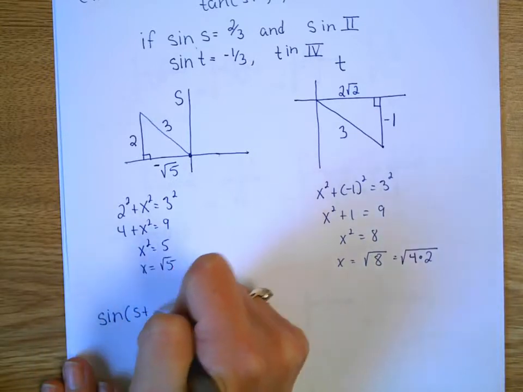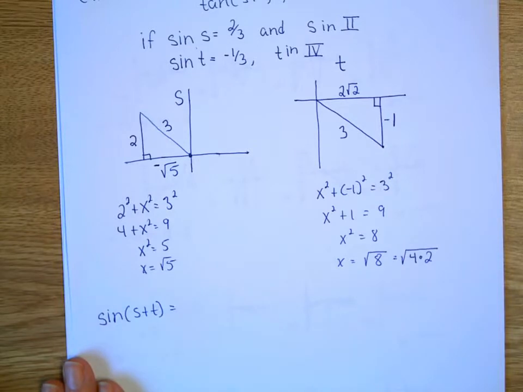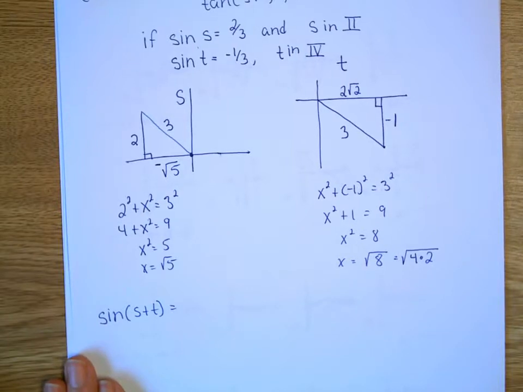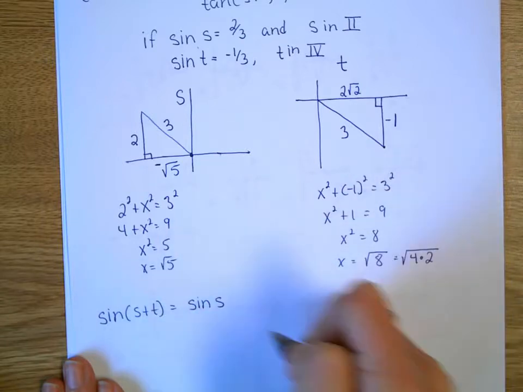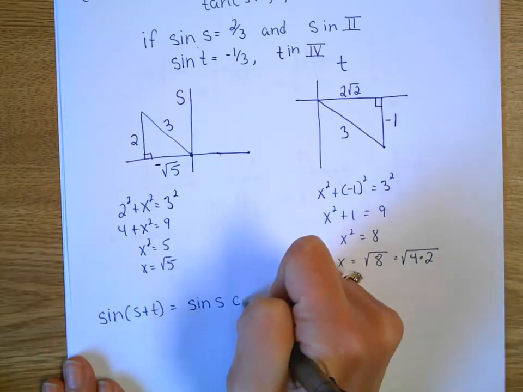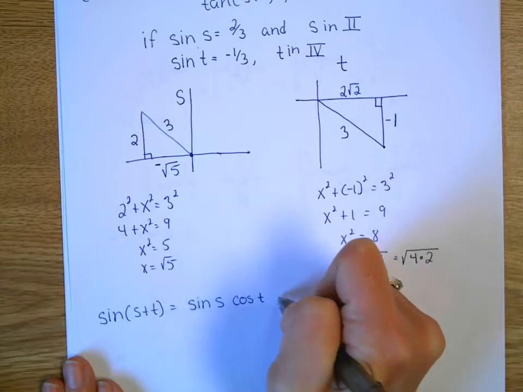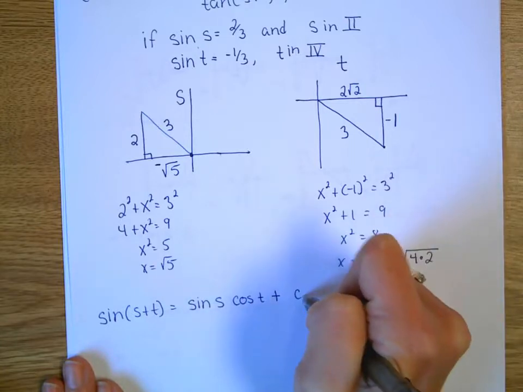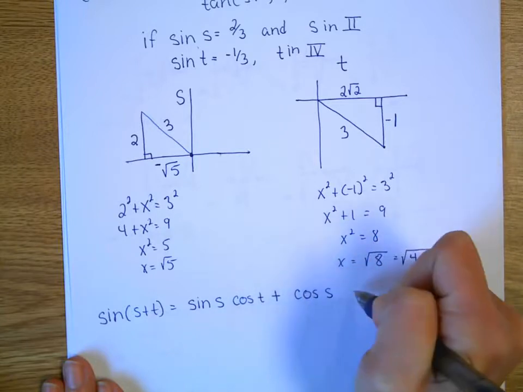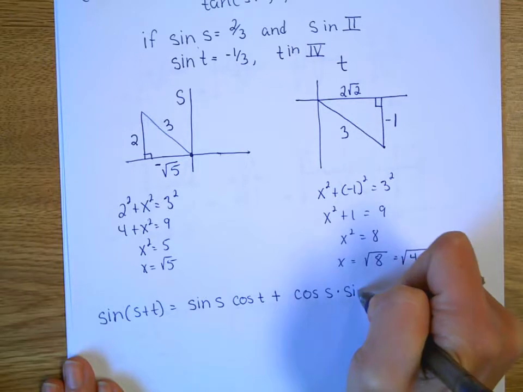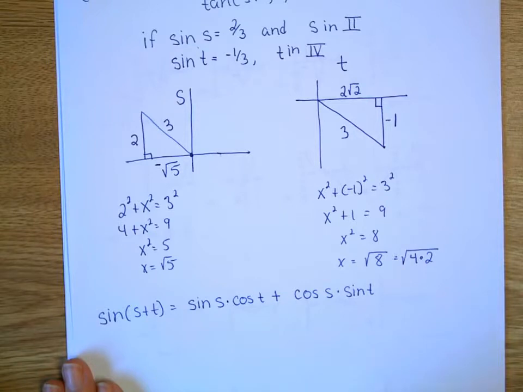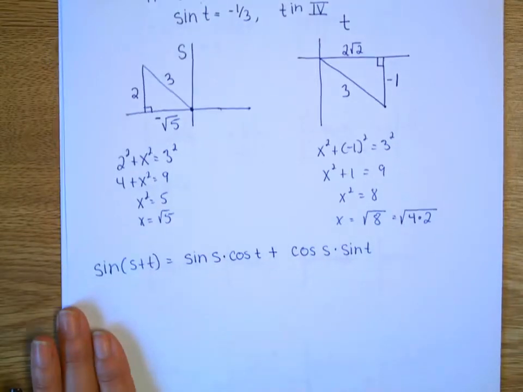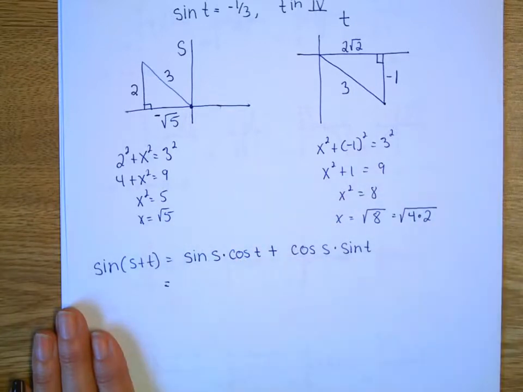of s plus t first. I like to write the identity out with the letters, then I'll go to the triangles and get the ratios. So in terms of letters, it's going to be sine of s times cosine of t plus cosine of s times sine of t. If you need to look back, you can, but it's those 4 values that we need, and we're going to get them from the triangles. Which triangle? Both of them.